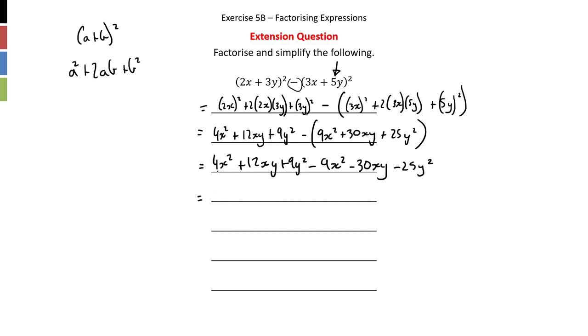Now we're going to collect like terms. So 4x squared minus 9x squared is negative 5x squared. 12xy minus 30xy will be negative 18xy. And then we have 9y squared minus 25y squared. That will be negative 16y squared. And that would be the solution. We have simplified that, and so there we go, and that is it for exercise 5b.